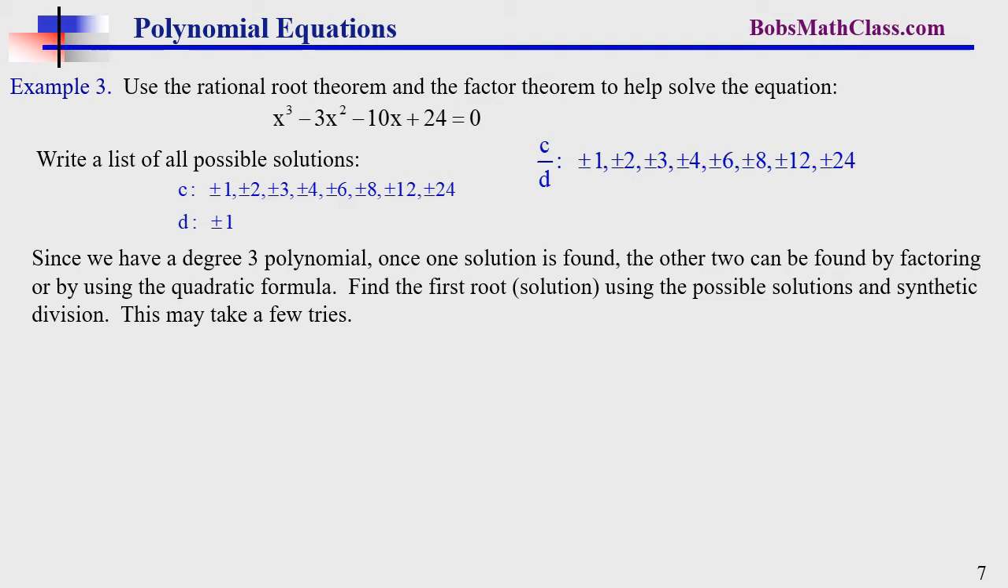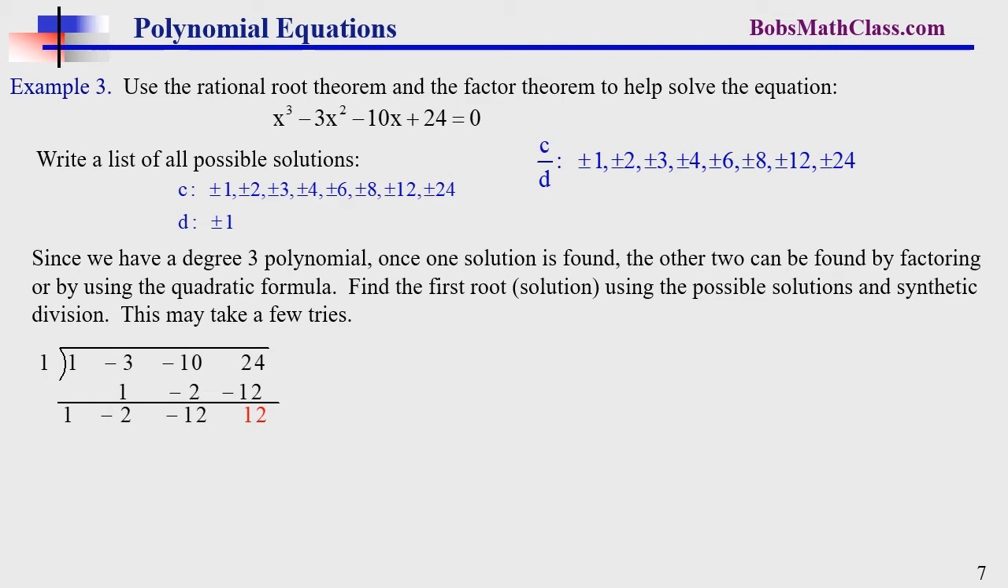If your teacher doesn't allow you to, well then you go from this list. So what I would probably do is start with positive 1. That's the easiest one, right? And I would do my synthetic division. And notice in red here, I have a remainder of 12. What does that mean? It means that 1 isn't a solution. We have to keep going until we get a 0.